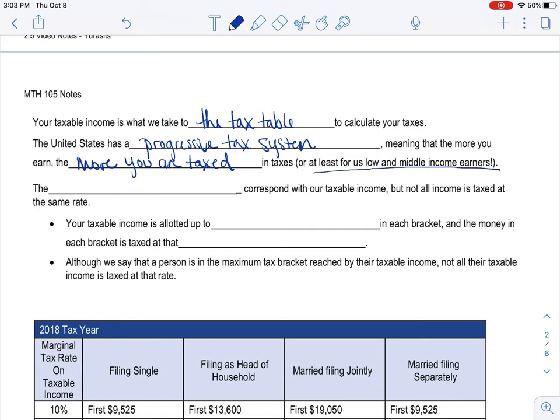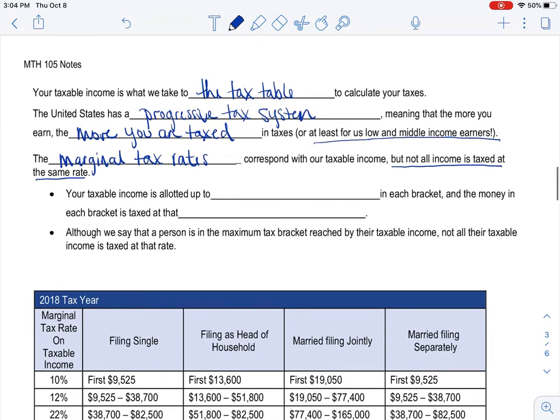The marginal tax rates correspond with our taxable income, but not all income is taxed at the same rate. That will make more sense once we go to this table. Your taxable income is allotted up to the maximum in each bracket, and the money in each bracket is taxed at that bracket's rate. Again, this will make more sense once I show you.